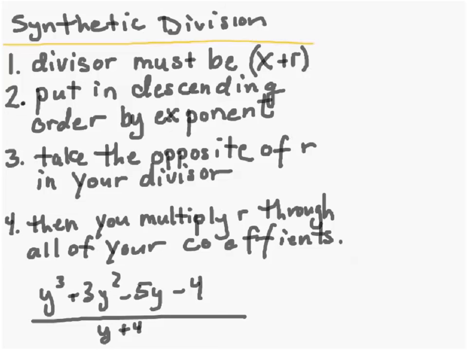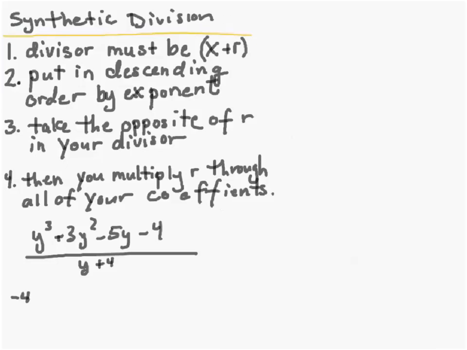So when we bring it down, we end up with the opposite of the integer in our divisor. So we end up with negative 4, vertical bar, or if you're doing it in Excel, negative 4 and then one cell over, your coefficients. We have y to the third, which is 1. The coefficient in the y to the second term is plus 3. The coefficient in our y to the first power term is a negative 5. And our last is just a negative 4.